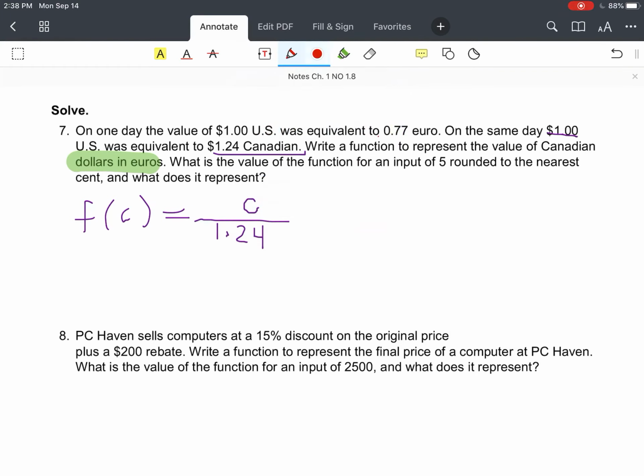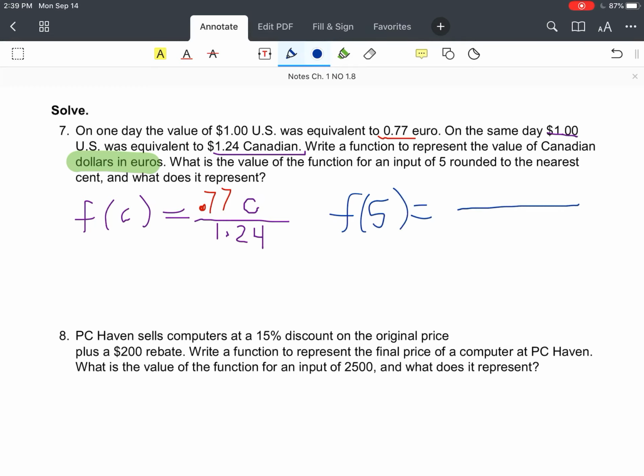Well, I want to know what the dollar is in euro. Well, $1 US is 0.77 euro. So if I take my original little fraction here and multiply it by 0.77, that would give me how much it is in euros. And again, the best number to check, because we know that $1.24 Canadian is $1 US, which is 0.77 euro. So if you were to put in $1.24 for C, you should get 0.77 as your output, which you do. So this is the correct function.